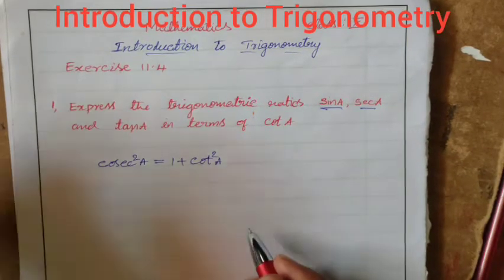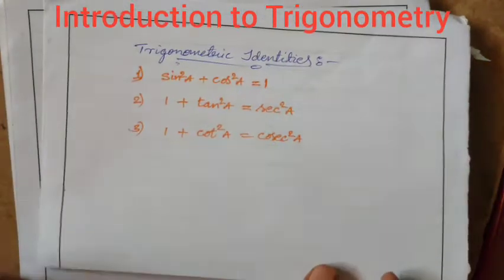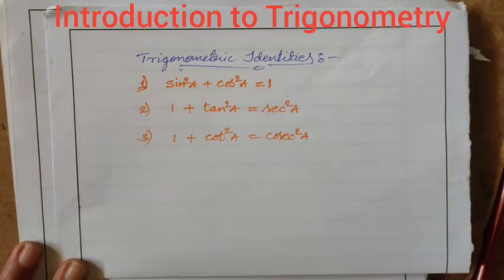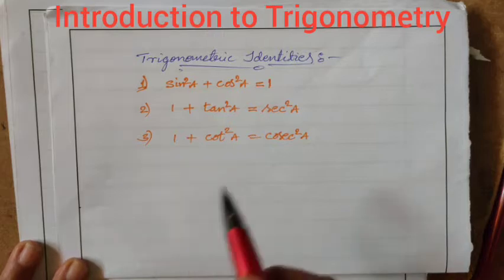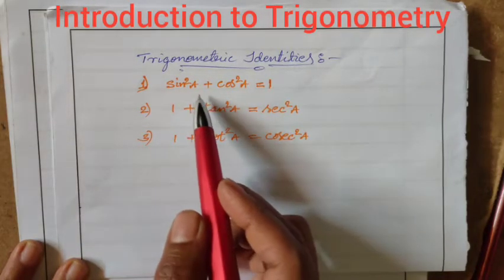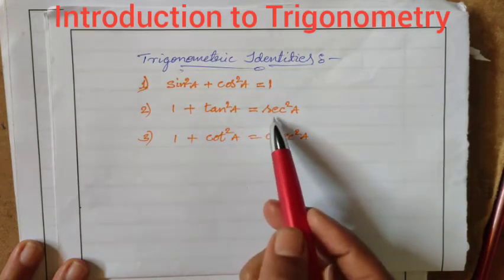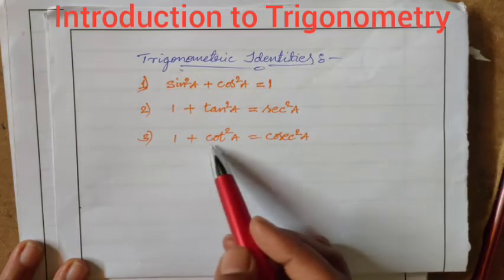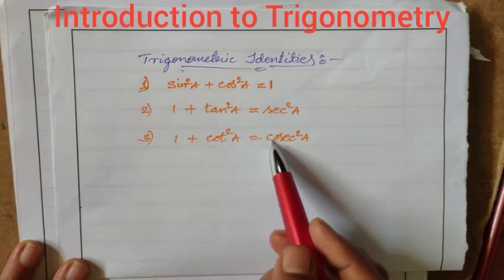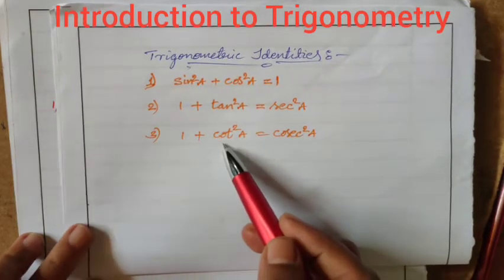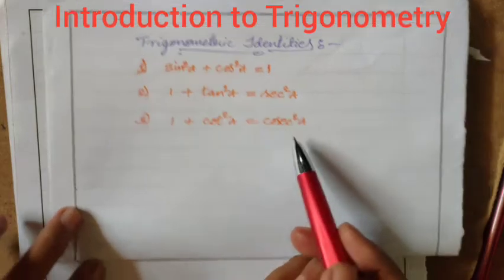So, students, you know that in the previous class we learned three trigonometric identities. The first one is sin square A plus cos square A equal to 1. The second one is 1 plus tan square A equal to sec square A. And the third one is 1 plus cot square A equal to cosec square A. Now I will select the third identity, that is cosec square.